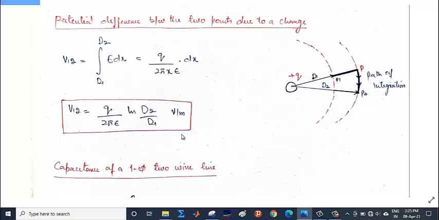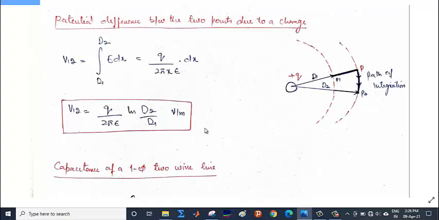If you remember, in calculating the inductance, we tried to find out the flux linkage between 2 points, and after that we were able to calculate the inductance by simply dividing the flux linkages by the current. Here, in every derivation we will first find the voltage difference between 2 points due to the charge, and then by calculating the ratio of charge to voltage, we will get the capacitance of the line.